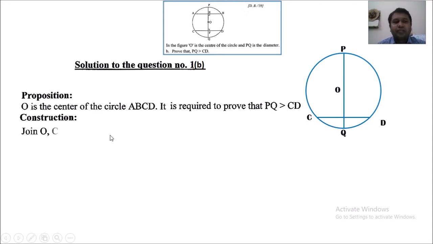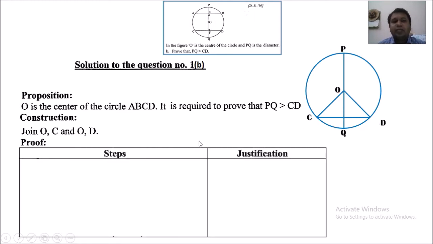Now, construction. We have to do some construction here. Join OA, OC, and OD. Now the proof. By the construction, you can see OP is a radius, OQ is a radius, OC is a radius, OD is a radius. So OP equals OQ equals OC equals OD, because all are radii of the circle.